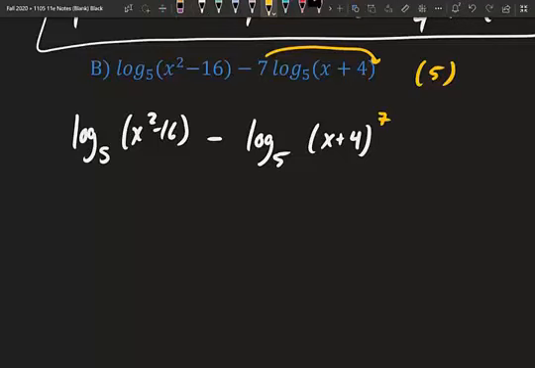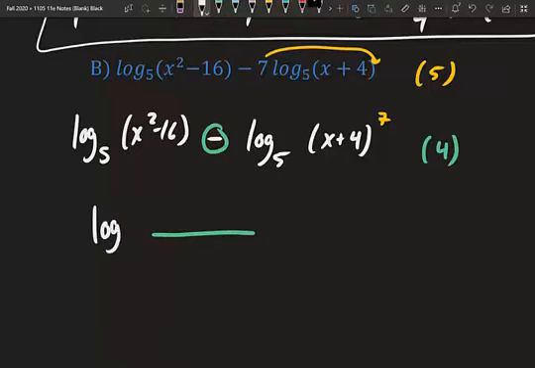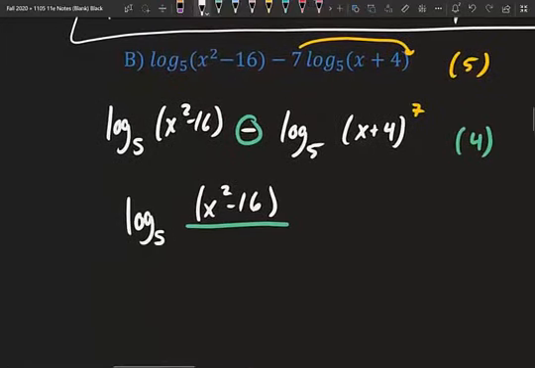Now we want to see what's happening in between. So in between is a minus, so that's property 4. Property 4 states we divide with our logarithm, same base. So top goes first, bottom goes second, or sorry, right side goes second.